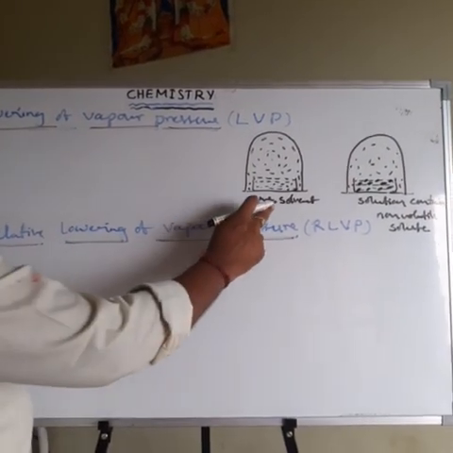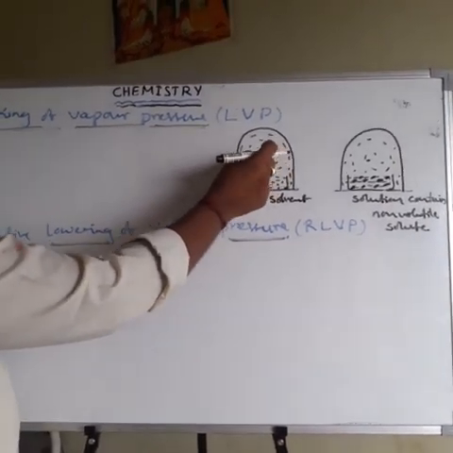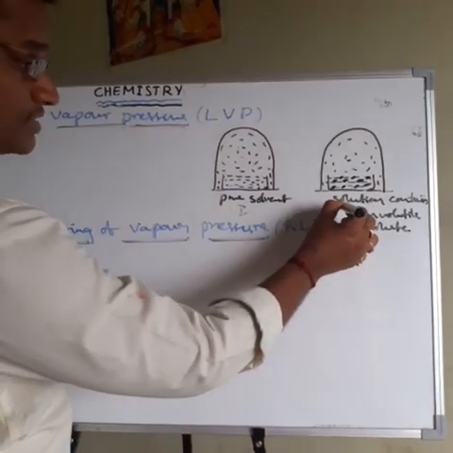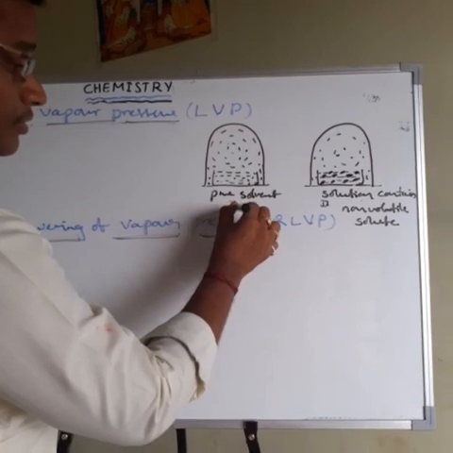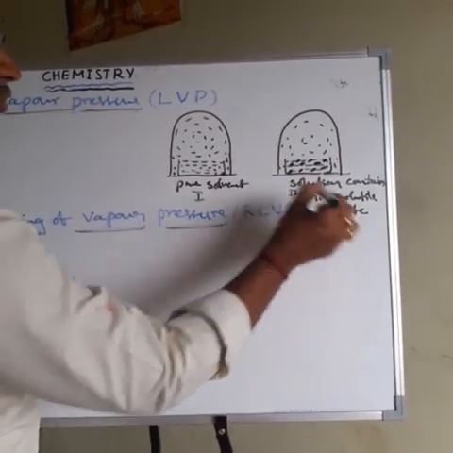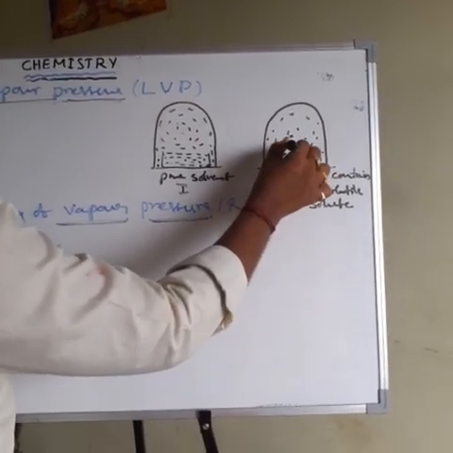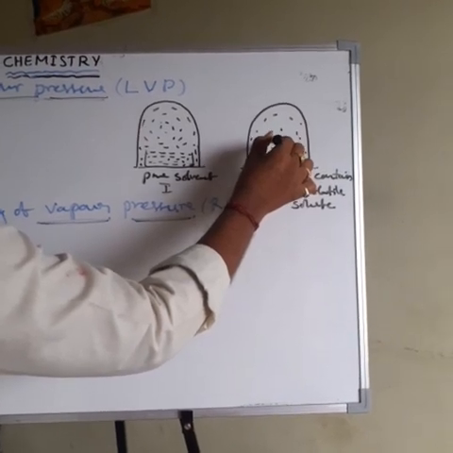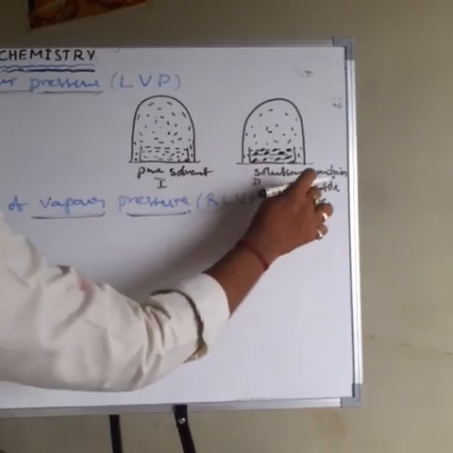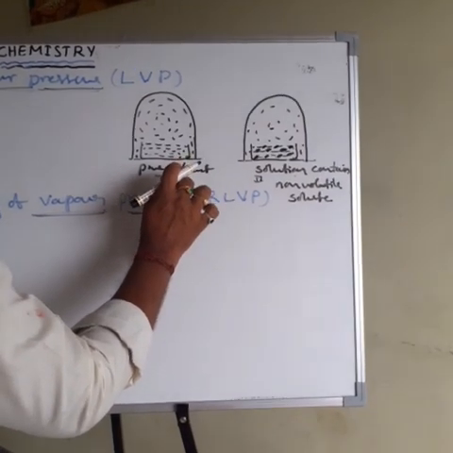Just now I told you, this is a pure solvent. Here all the solvent particles undergo evaporation. That's why the vapor pressure is more in the case of the pure solvent. But in the case of the solution, which contains the solvent along with non-volatile solute particles, the fraction of evaporation of the solvent particles decreases. That's why the vapor pressure decreases. So the solution containing non-volatile solute has a vapor pressure less than that of the pure solvent.